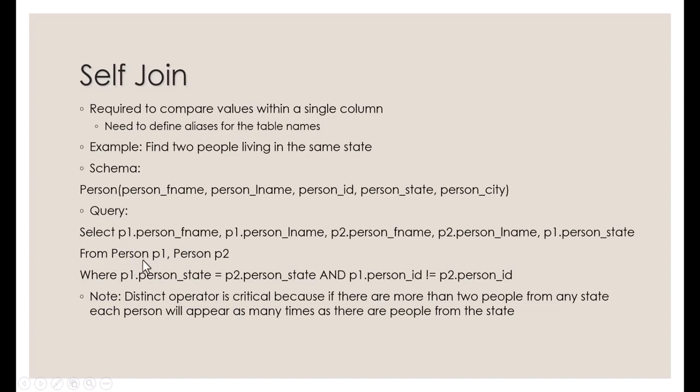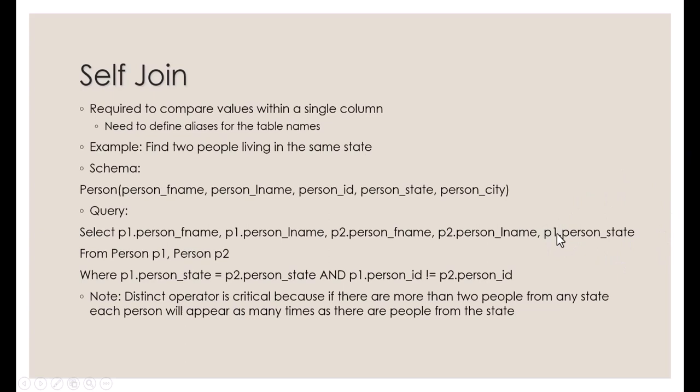Here we have person as P1, and again, as is optional. You could do person as P1, or you can simply do person space P1, comma, person P2. We wanted to find two different people living in the same state. So we want to print out the first person's first and last name, the second person's first and last name, and the state that they both live in. So I'm going to have P1.first name and P1.last name, P2.first name, P2.last name, as well as the person's state.